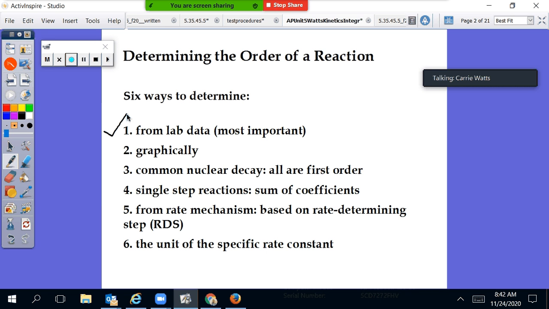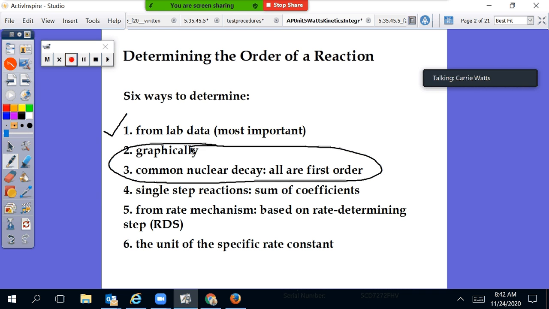Today we are going to work on 2 and 3. We're going to look at graphically how you can determine the order of a reaction, and we're also going to look at nuclear decay, which is a type of first order reaction. They're combined because we're looking at them both graphically. Yesterday we also went through that if there's a single step reaction, you can just look at the coefficients, if you're not given anything else.